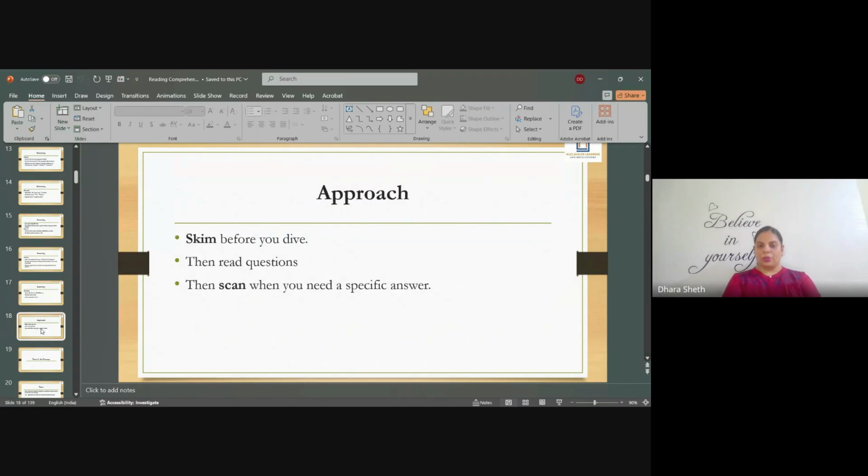Okay. So how do you approach the reading comprehension passage? You skim through it before you dive. Then you read the questions. First, you skim through the entire passage in the first 30 seconds or 1 minute. Then you read the questions. And then you scan whenever you need a specific answer to the question. This is how your overall approach to the reading comprehension has to be. First, skim through the entire thing, then read the questions, and then scan for each and every answer.